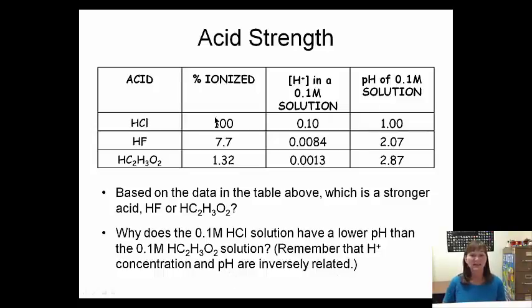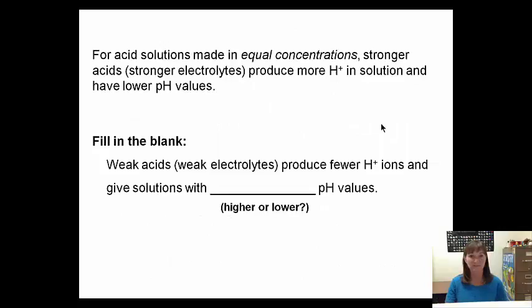Even though they're both 0.1 molar, the hydrochloric acid is going to dissociate 100%. So it's going to give you a lot more hydrogen ions, and therefore the pH is going to be lower. The more hydrogen ions, the lower the pH, an inverse relationship.